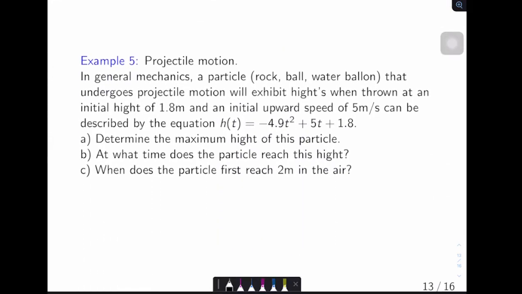Ooh, projectile motion. Okay. In general mechanics, a particle, such as a rock, a ball, a water balloon, that undergoes projectile motion will exhibit heights. I guess I didn't fix that one. Okay. When thrown at an initial height of 1.8 meters and initial upward speed of 5 meters per second, can be described by this equation here. Determine the maximum height of the particle.